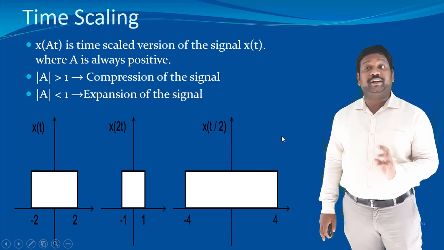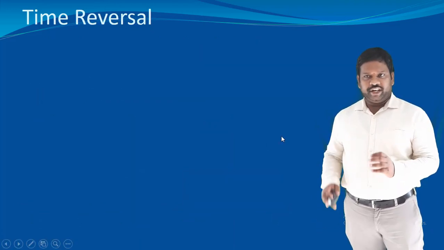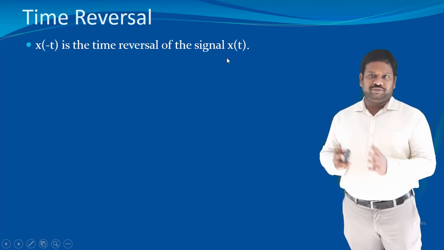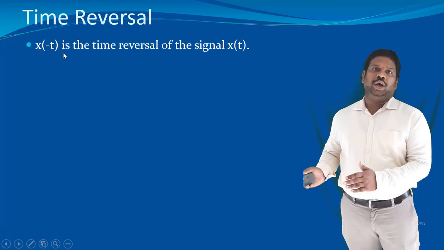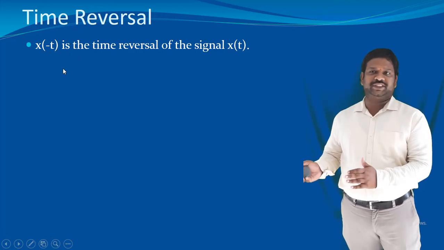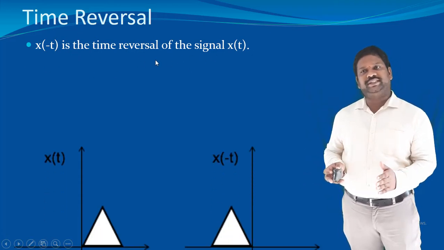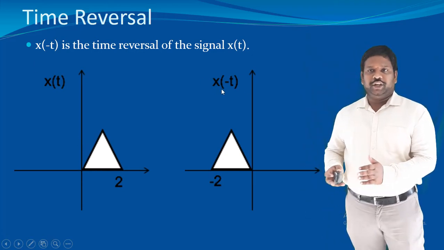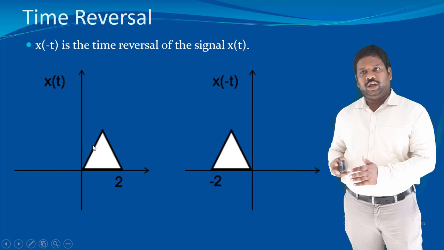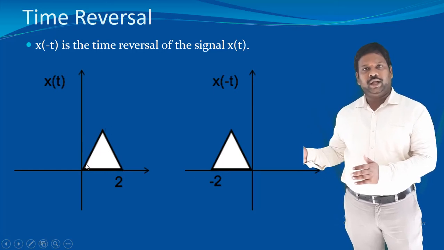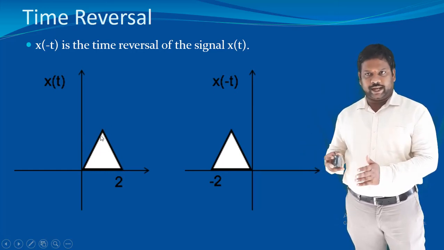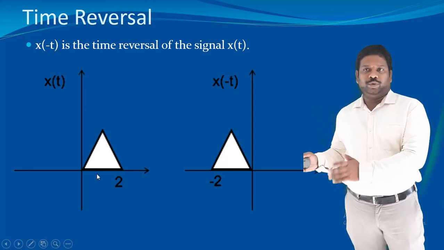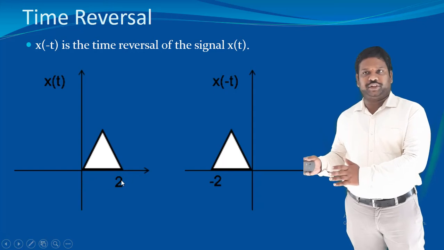Next comes the time reversal. In the time reversal, it is exactly the reverse version of the corresponding time axis. If the signal is present in the positive side, then the time reversal version will be present in the negative side. That is, x of minus t is the time reversal version of the signal x of t. For example, the triangular signal we drew will be from 0 to plus 2 in our x of t.